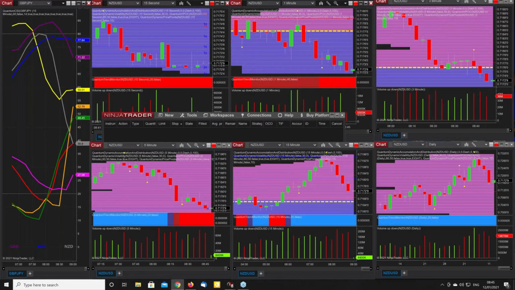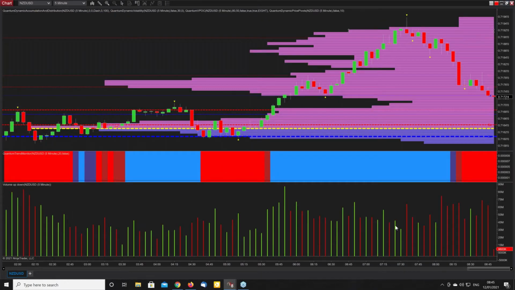So let's just pop that out of the way. There we go. Move over to Anna. Nice little move developing on New Zealand dollar. What caught my eye here was this falling volume. Bear in mind, we're moving into Europe here, over into London at 8 o'clock. Caught my eye. Volume falling away.